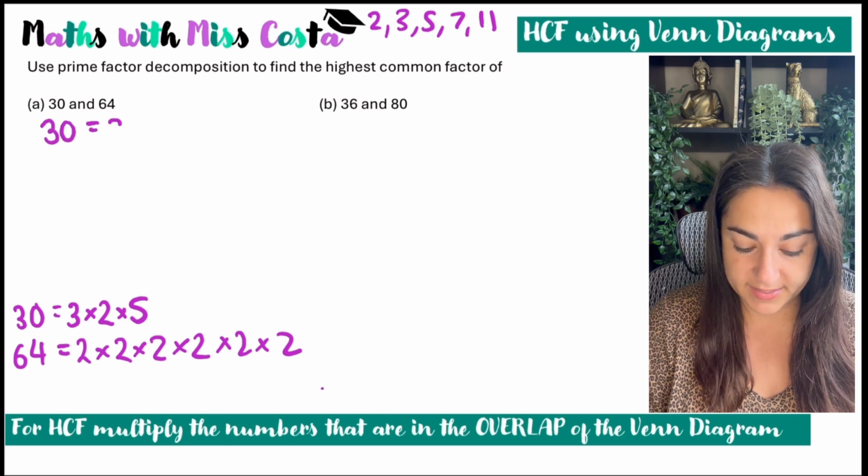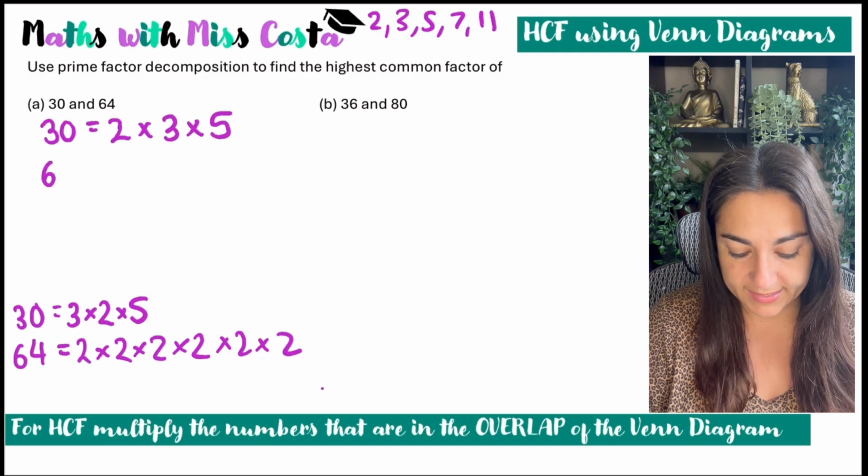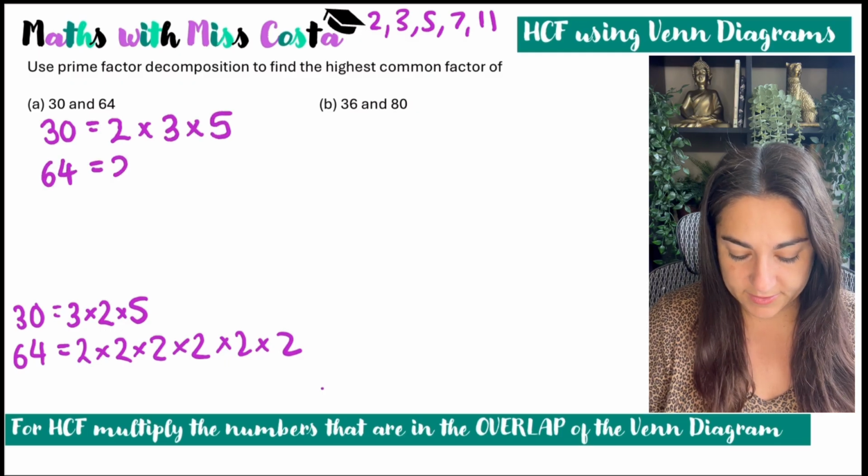So let's have a look at what we do when we're trying to put this into a Venn diagram. So 30 is 2 times 3 times 5. I've just put it in order. And 64 is 2 times 2 times 2.